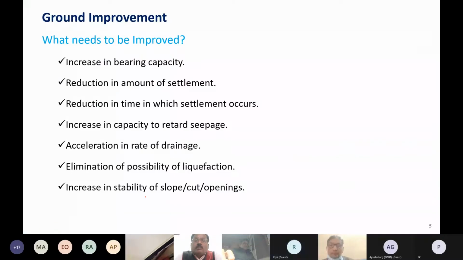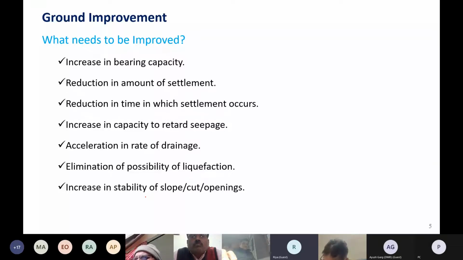Now, why exactly do we need this ground improvement? As we just discussed, you need to increase the bearing capacity of the soil. You need to reduce the amount of settlement that your soil can undergo. Not only the amount of settlement, but the time in which the settlement can occur.